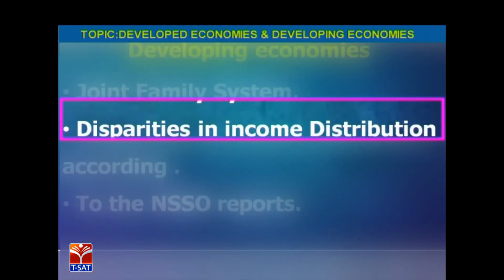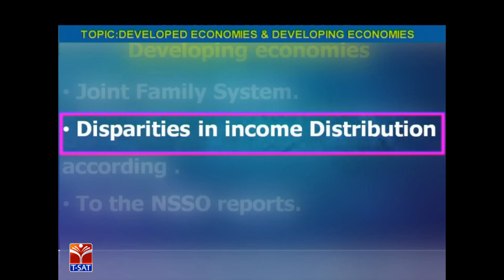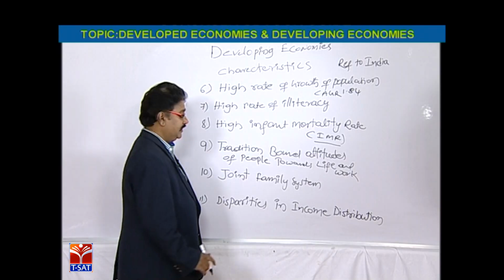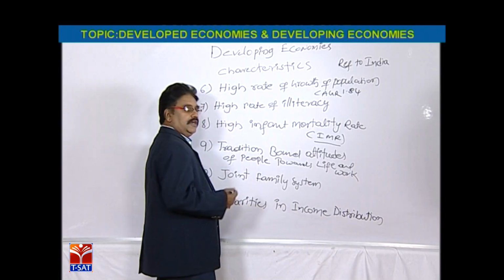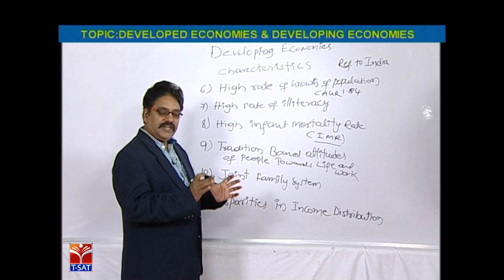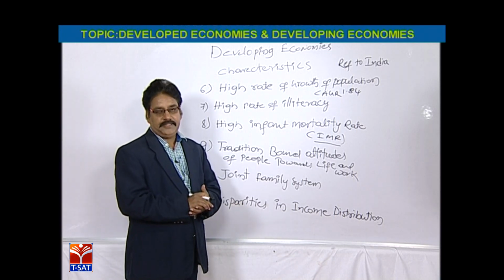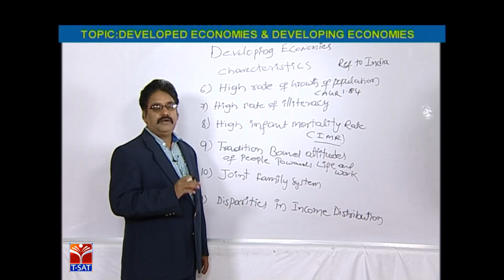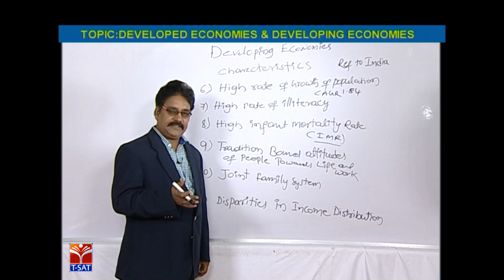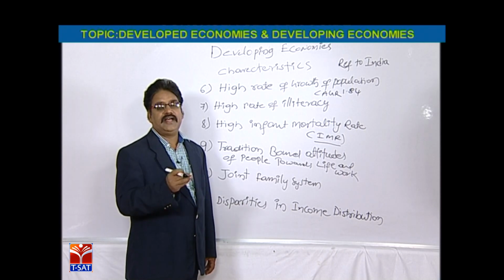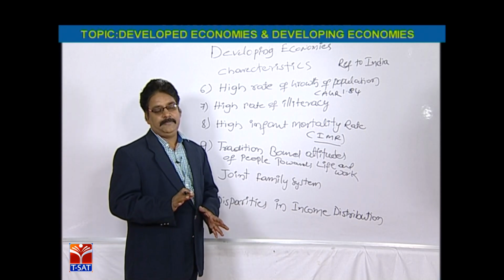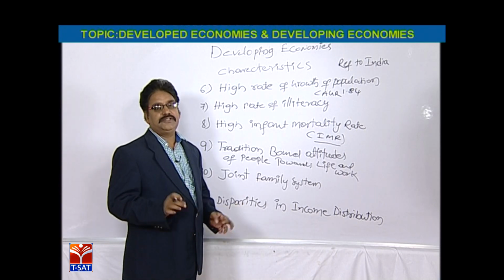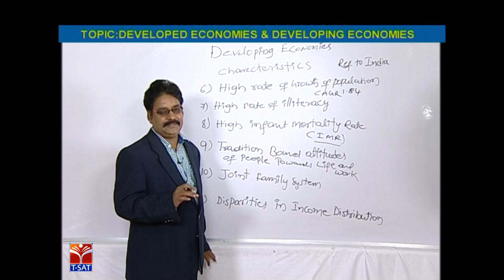Okay. The last characteristic which we observe in developing economies is disparities in income distribution and wealth. Disparities in the distribution of income and wealth. The assets are distributed among the population: some people have more assets, some people have fewer assets. That is the unequal distribution of income and assets.